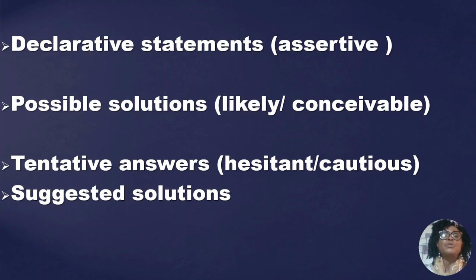Hypothesis can be possible solutions, like I said, when you talk about intelligent guesses of how to solve a problem. When you say possible solution, we are talking about likely, conceivable solutions. This hypothesis can as well be tentative answers. You know what tentative stands for? Something tentative is just temporary. You can be hesitant, you can be cautious, and you have to suggest solutions.